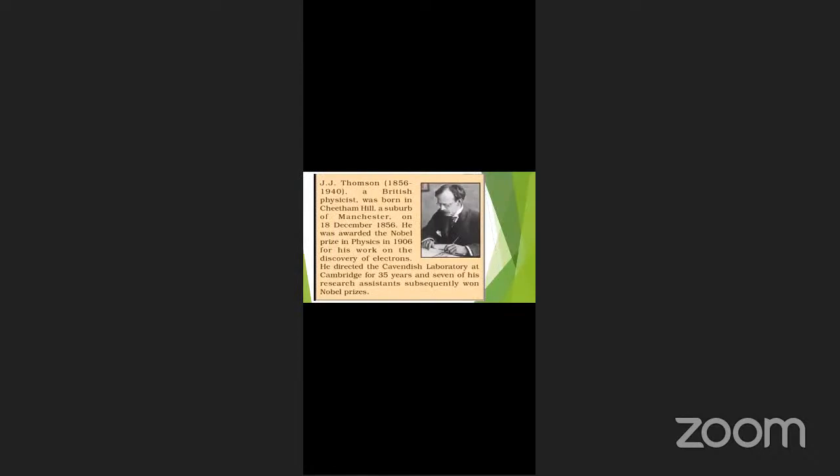J.J. Thomson (1856-1940), a British physicist, was born in Cheetham Hill, a suburb of Manchester, on 18 December 1856. He was awarded the Nobel Prize in Physics in 1906 for his work on the discovery of electrons. He directed the Cavendish Laboratory at Cambridge for 35 years, and 7 of his research assistants subsequently won Nobel Prizes.